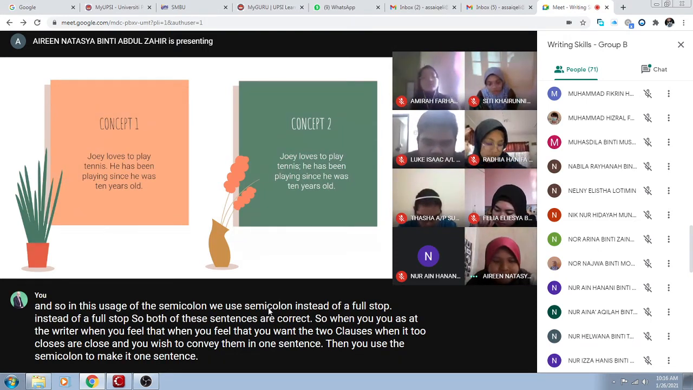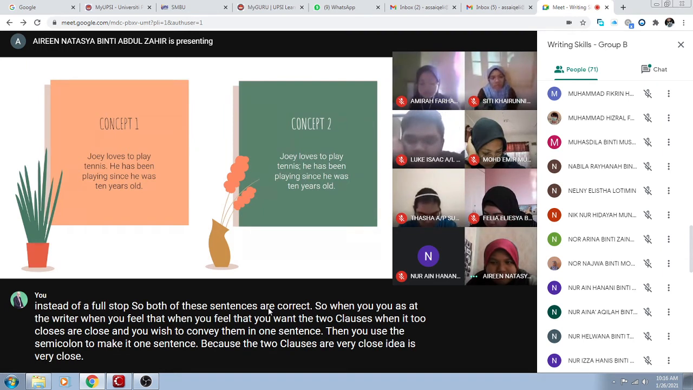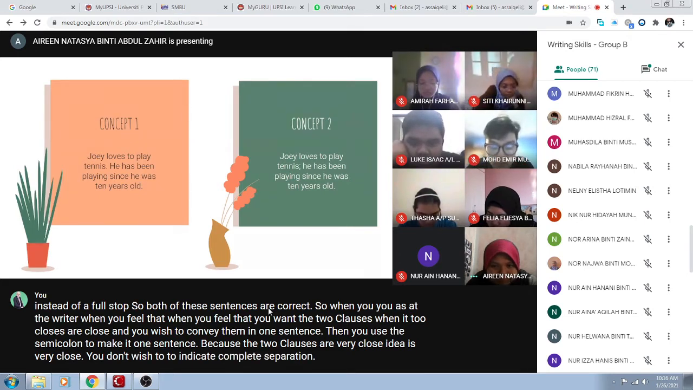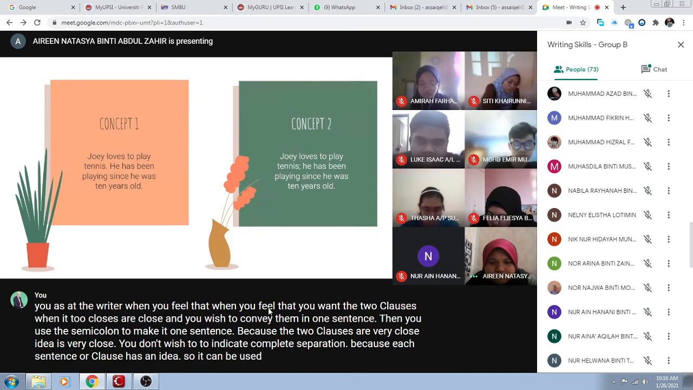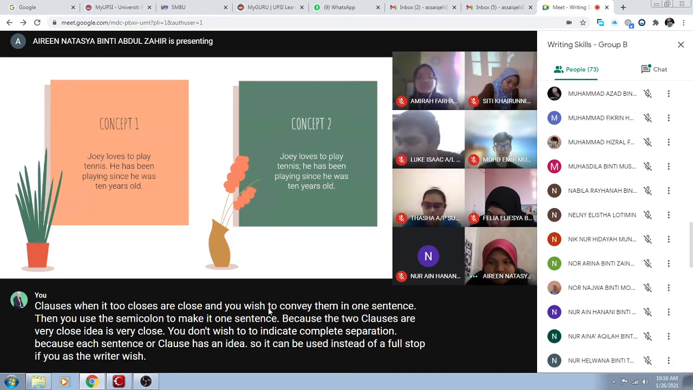Because the two clauses are very close, the idea is very close. You don't wish to indicate complete separation, because each sentence or clause has an idea. So it can be used instead of a full stop if you, as the writer, wish to show that the two clauses are very close. Okay, go on.